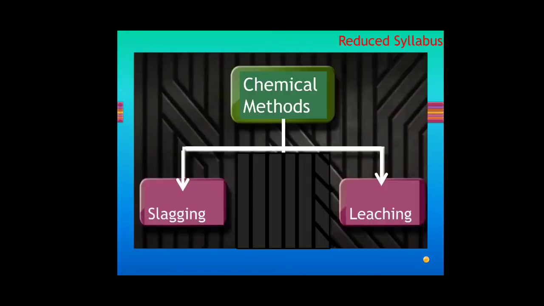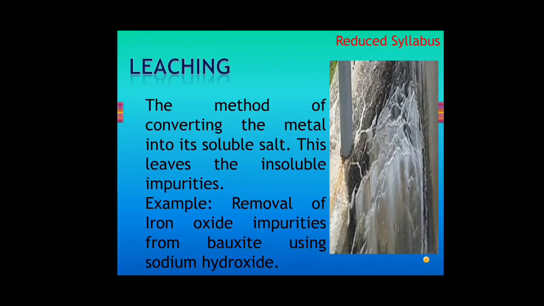We also have some chemical processes like slagging and leaching. In slagging, extra impurities of silica are removed. Leaching is a process also used for removal of iron oxide impurities from bauxite, so leaching is used for purification of aluminium ore. In this process, what happens? It is the method of converting a metal into its soluble salt. A chemical is added with which we can convert the ore into a soluble salt, and thus the insoluble impurities are removed from it.